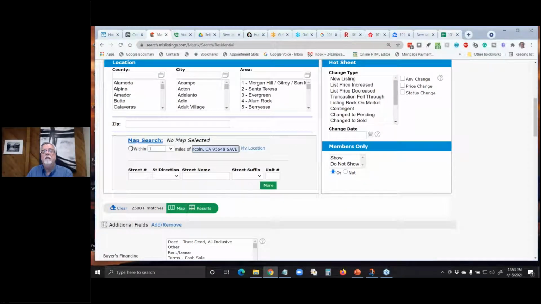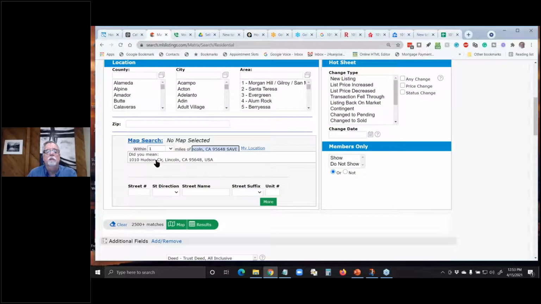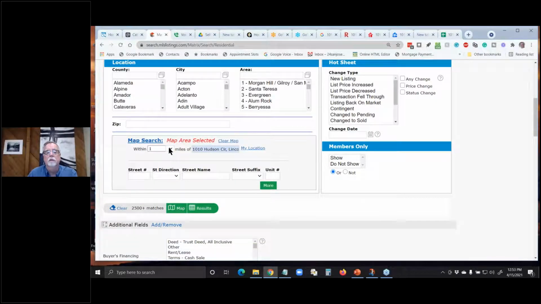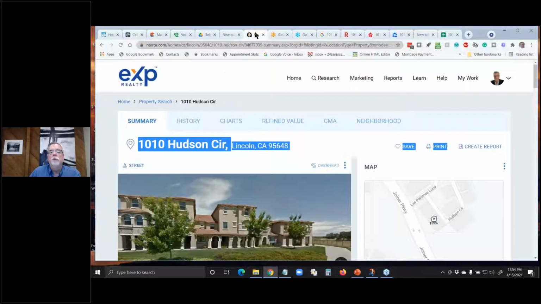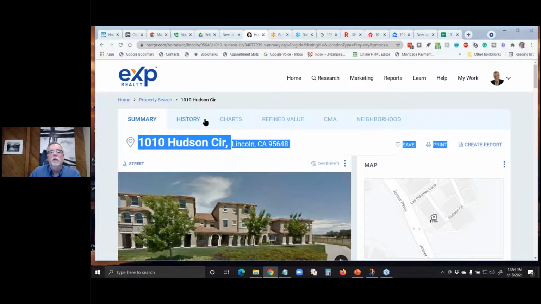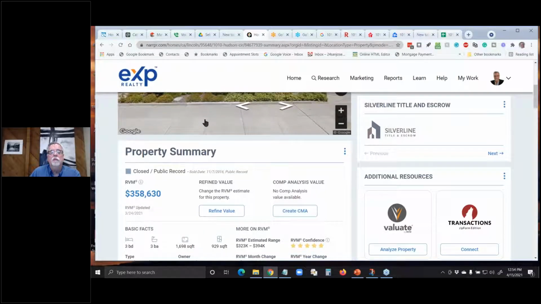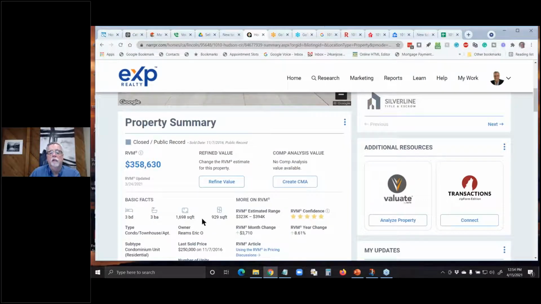And I'm going to paste the address in here without the word save, right? And then if it's a condominium or townhouse or something, 1/4 of a mile, and I want to see everything that's happened in the last 90 days, there's 10. Now, what I'm really going to pay attention to is this is a 3-3, and it's 1698 square feet.